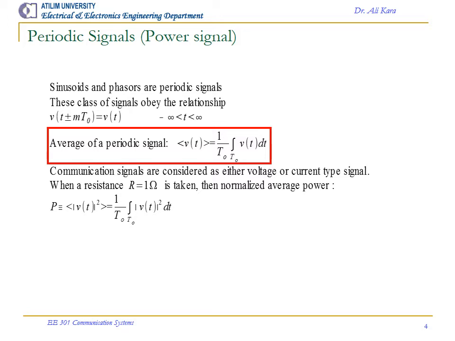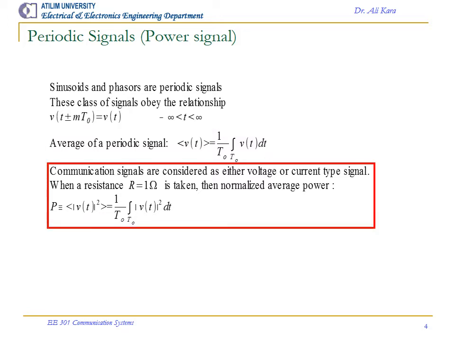Communication signals are considered as either voltage or current type signals. When a resistance R equal to 1 ohm is considered, the normalized average power, denoted by P, is 1 over t0 times the integral over t0 of the square of the absolute value of v of t, integrated with respect to t.